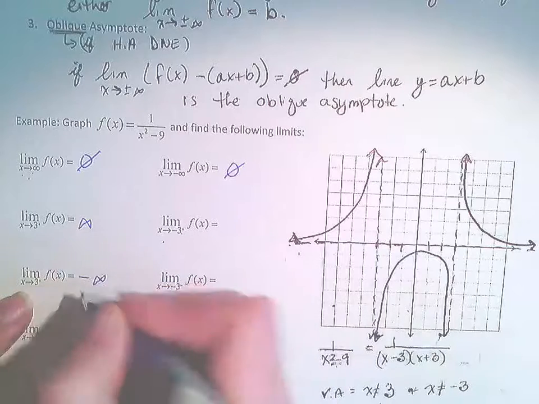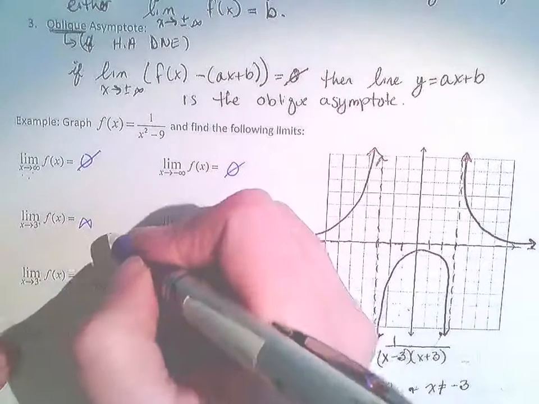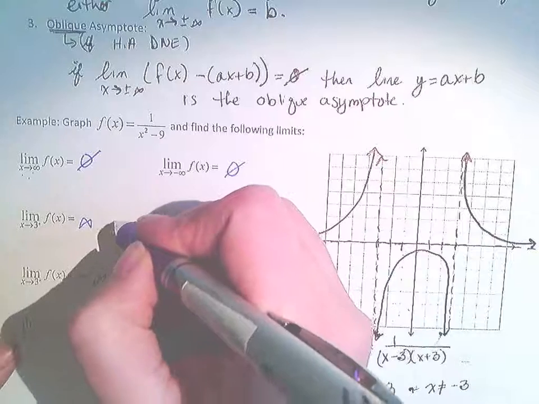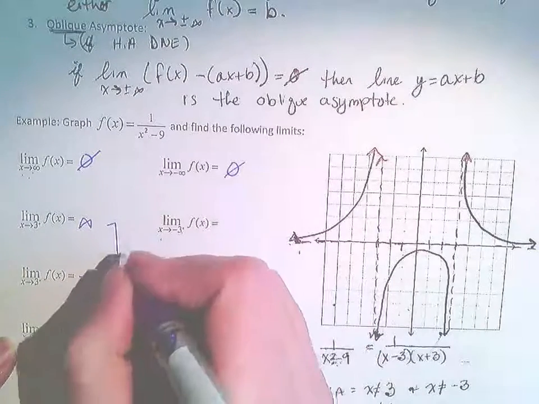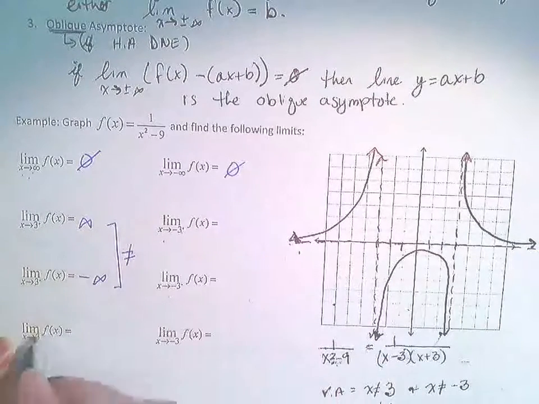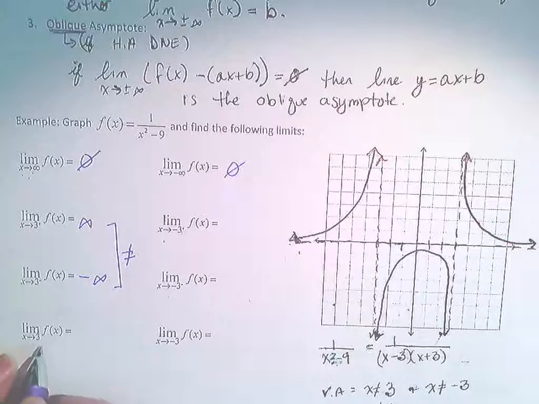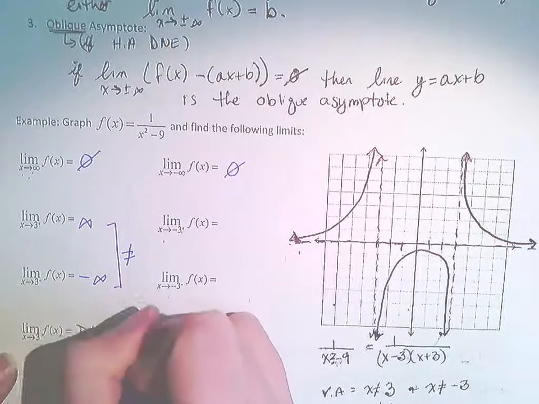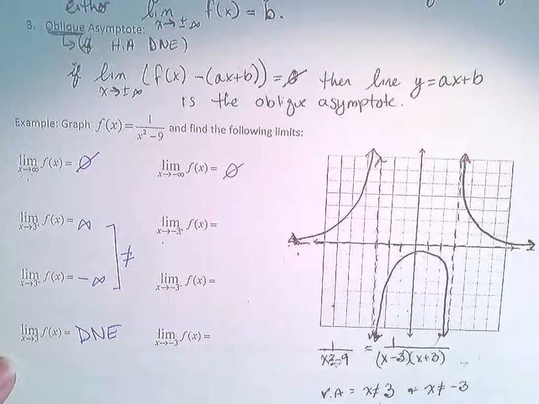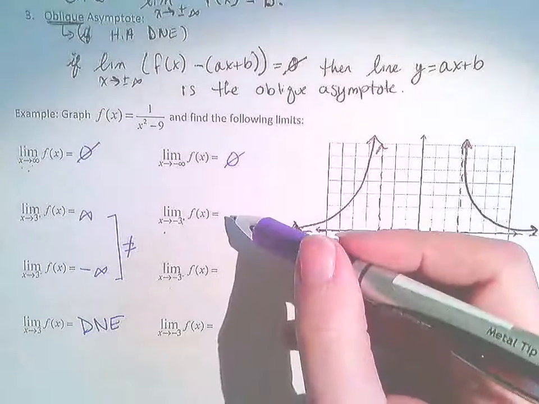Where is this graph going? To negative infinity. So because these two are not equal, does the limit as x approaches 3 exist? No. All right, I'm going to check on the other side.